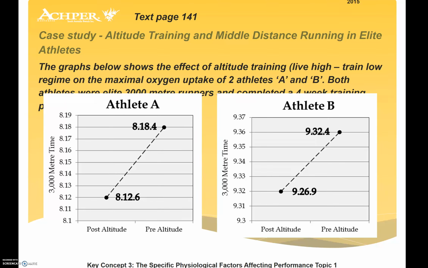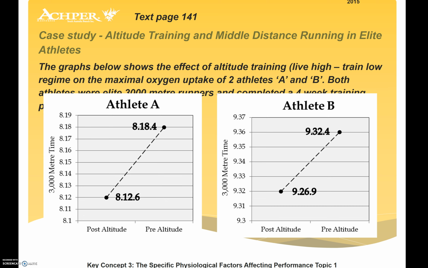Okay, so just a case study here: altitude training, middle distance running in an elite athlete. So the graph below shows the effect of altitude training, live high, train low regime, on the maximal oxygen uptake of two athletes, A and B. Both athletes were elite 3,000 metre runners and competed in a 4-week training program.